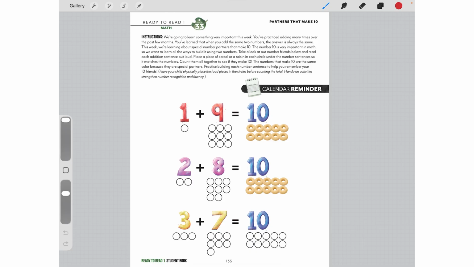Okay, last one. 3 plus 1, 2, 3, 4, 5, 6, 7. 3 plus 7 equals 10. Let's move our last group of objects over to make 10. 1, 2, 3, 4, 5, 6, 7, 8, 9, 10.